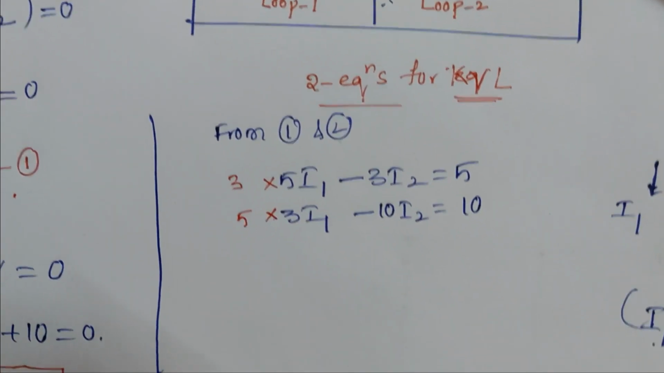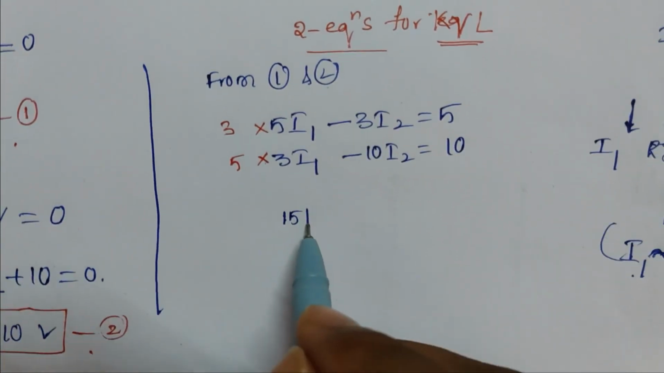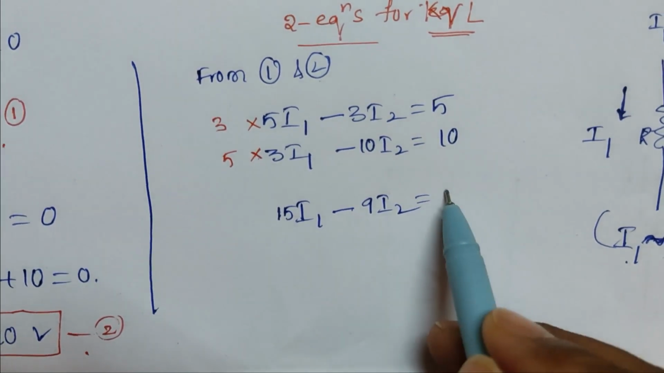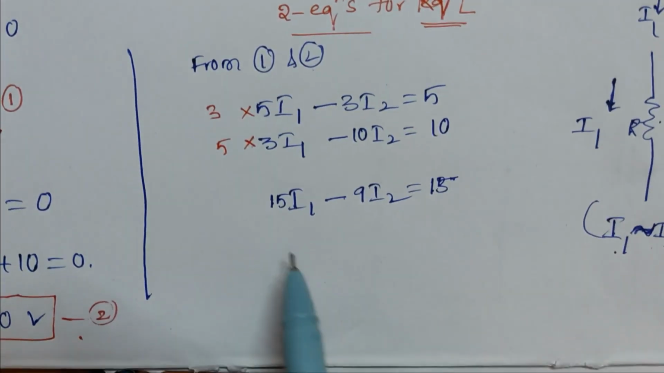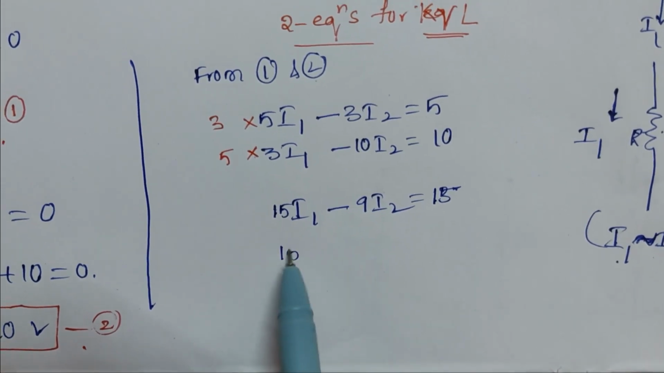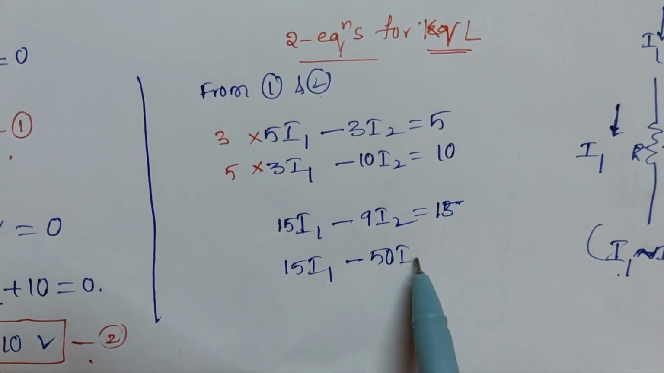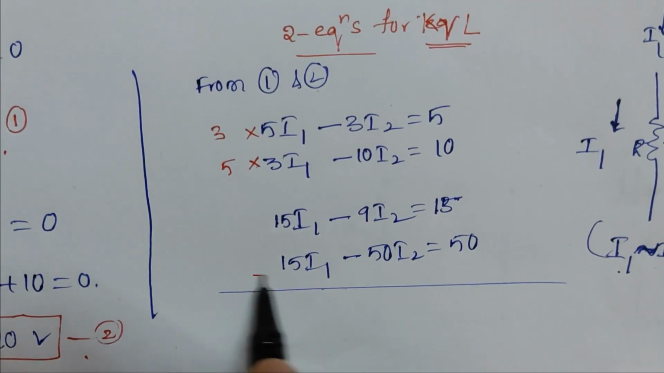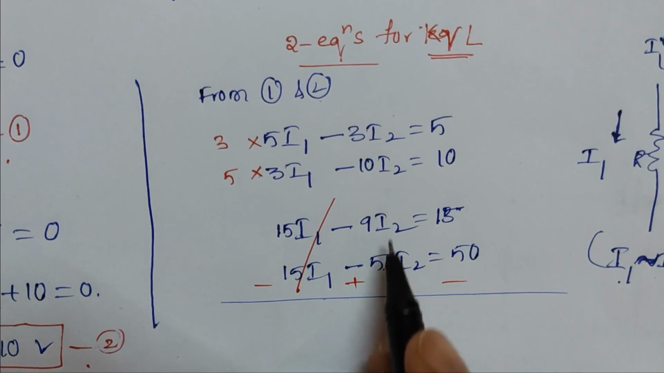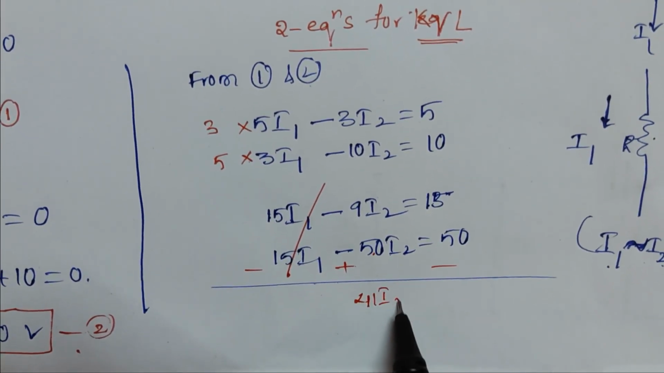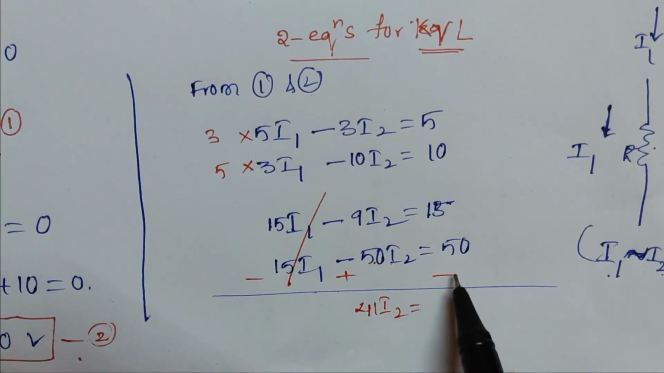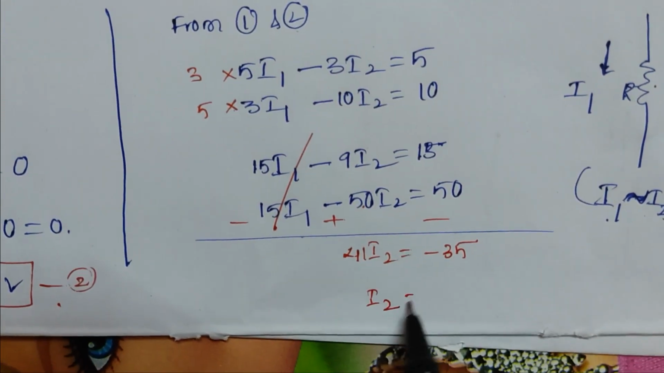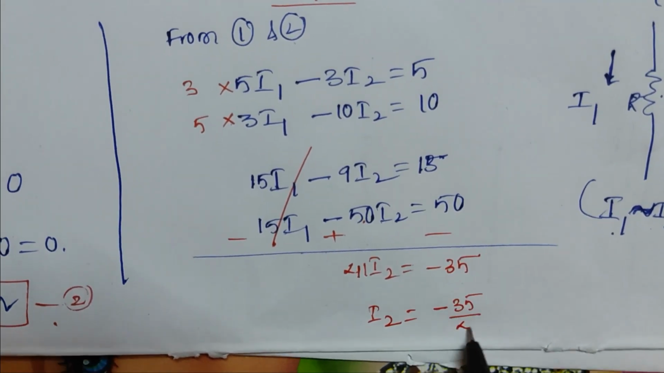So that will become 15 I1 minus 9 I2, and the second expression will become 15 I1 minus 50 I2 is equal to 50. We have to multiply all the factors. Subtracting, the 15 I1 terms cancel out. This will be 41 I2 equal to minus 35. So I2 will be equal to minus 35 by 41 amperes.